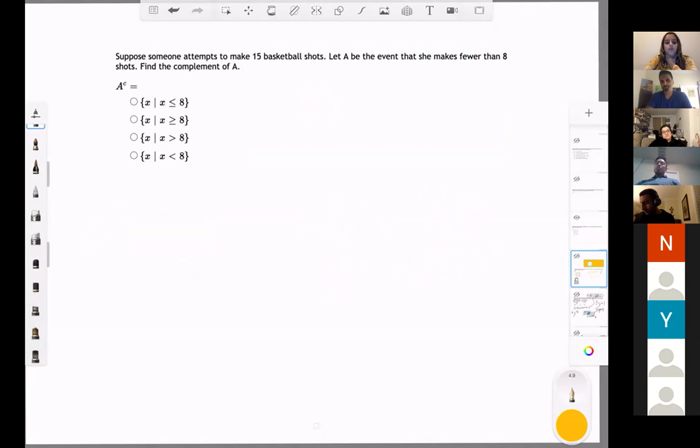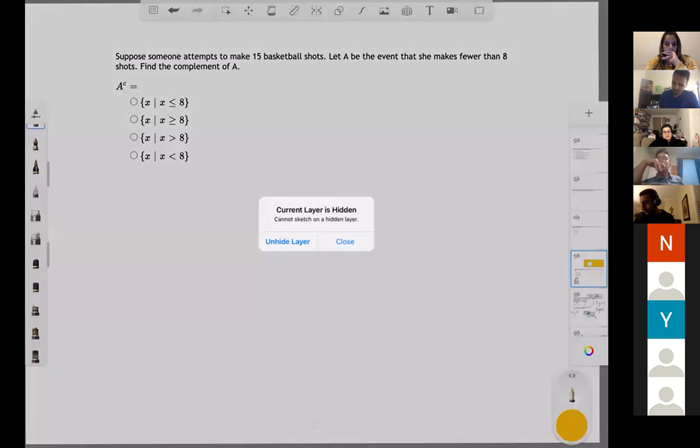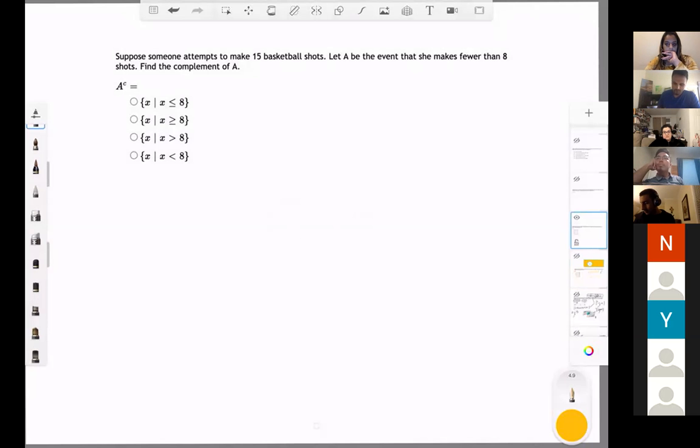It's the second one again, so the complement is going to be more. Fewer than 8 shots, we're not including 8 shots, correct? It's going to be 1, 2, 3, 4, 5, 6, 7. So the complement is going to be more than: 8, 9, 10, 11, 12, 15. Good.